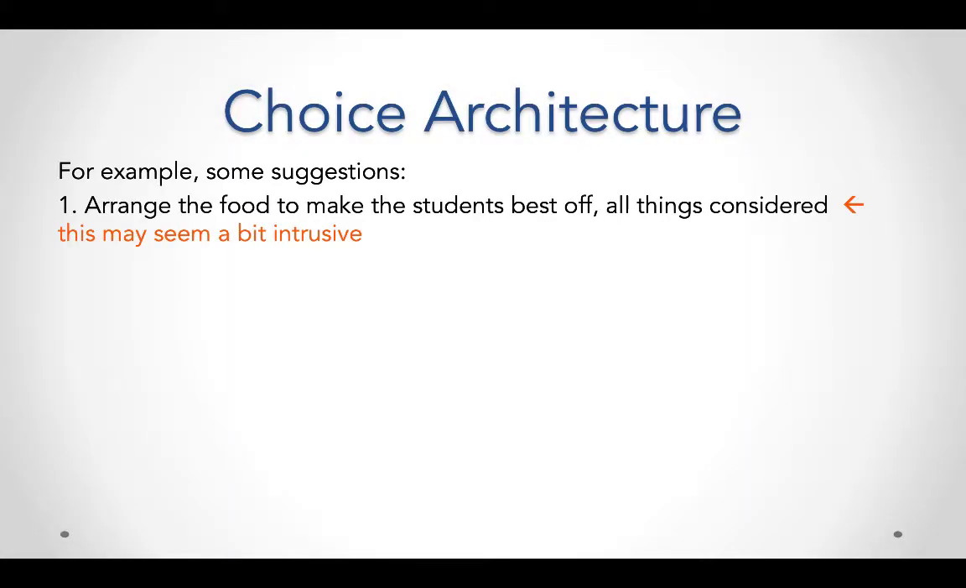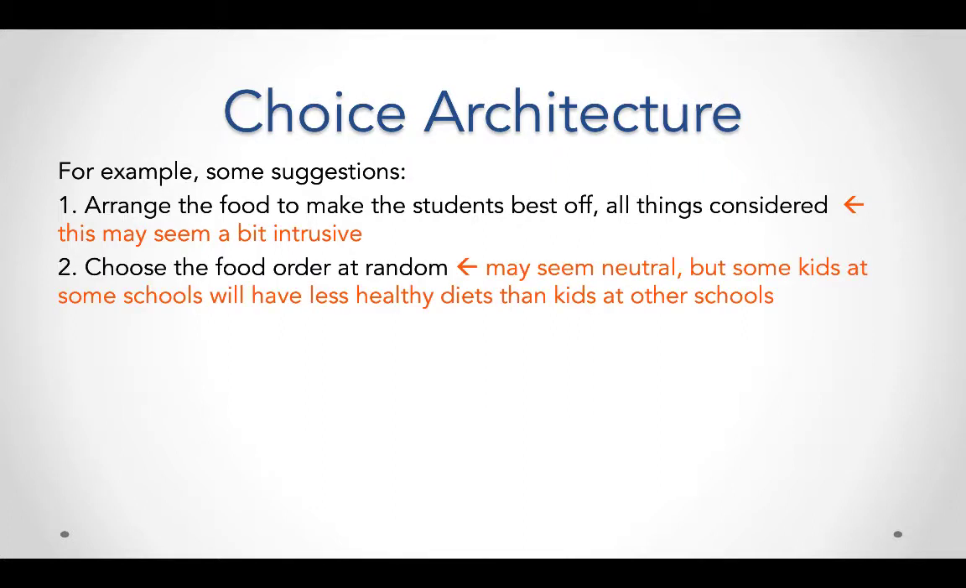So, okay, but let's take them one by one. Arrange the food to make the student best off, all things considered. That means that I have to intervene and dictate what people would eat, right? What kids would eat. So that's a bit intrusive, and we're trying to preserve free will without forcing people to do whatever we want them to do, but rather influence them to make their decision on their own. So this is a bit intrusive.